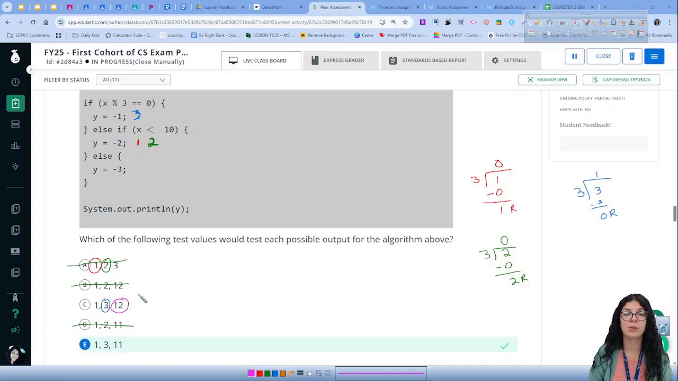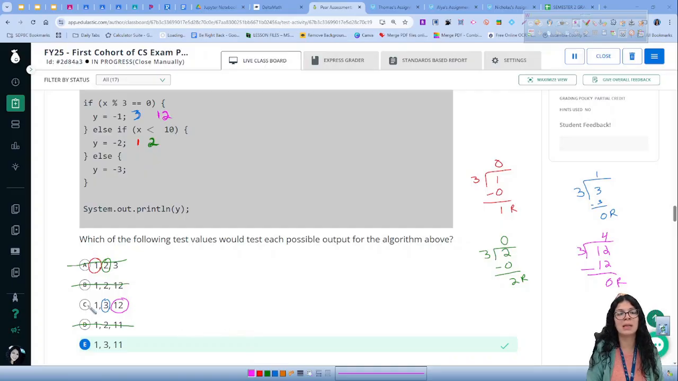So let's see. What about for 12? So 12 mod 3. Well, if I divide 12 by 3, 3 goes into 12 4 whole times. And so when we subtract, we get 0 as a remainder. So actually 12 will also test that first case. And so again, with C, it will not work out because 1 is testing the second case, but both 3 and 12 are testing the first case. So the third case where y is set to -3 is not tested if I use the 3 test cases that answer choice C has. So just by elimination, my answer is E.